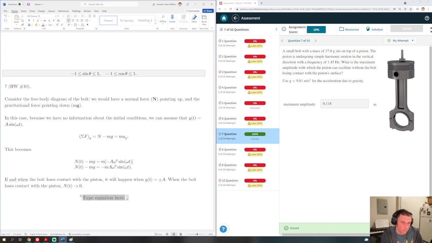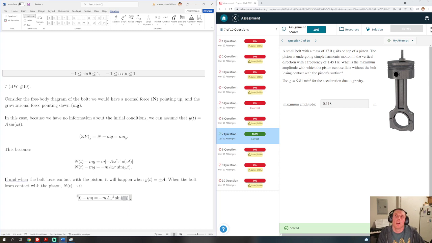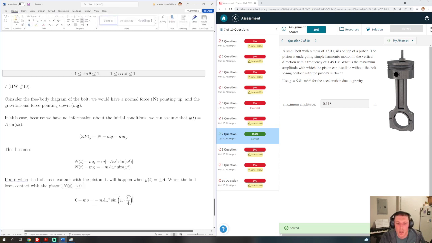So we're basically in a position to solve this now, because what we do is we write something like this. We write 0 minus mg equals negative m a omega squared sine, and then I'm going to say that t is 1/4 of a period, because this is when the piston is first at its maximum amplitude. This is the first time the piston reaches y equals positive a. So we're imagining that the bolt loses contact with the piston at the very top of its motion. And so I'm going to write that this is omega times T over 4, where big T is the period. I could write this as big T over 4 here if I wanted to.